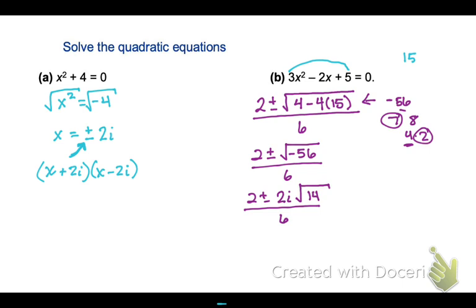No. So I have 2 over 6, so 1/3, plus or minus 2 square root of 14 over 6i. But then I do need to reduce, to 1/3 plus or minus the square root of 14 over 3 i, because 2 and 6 reduce.